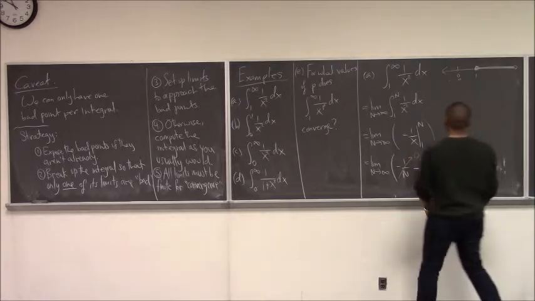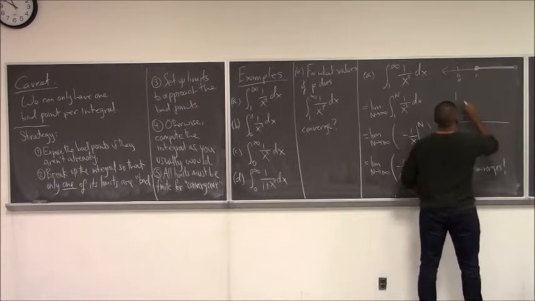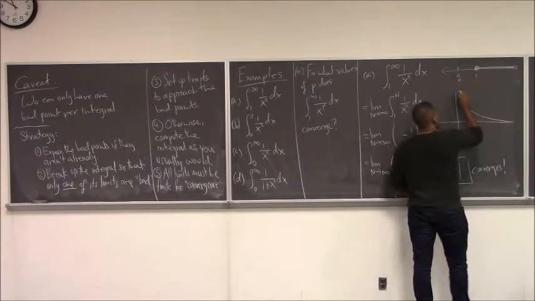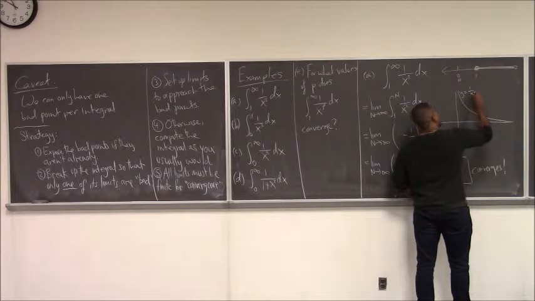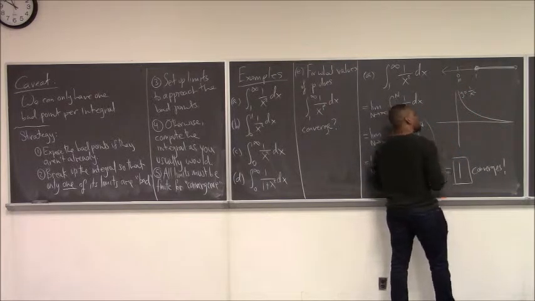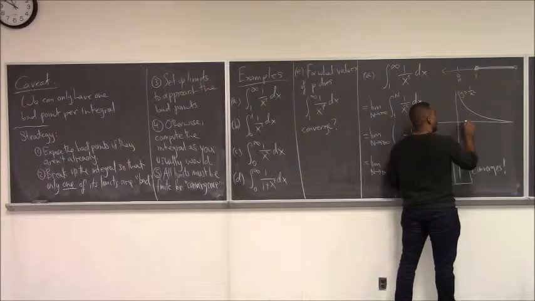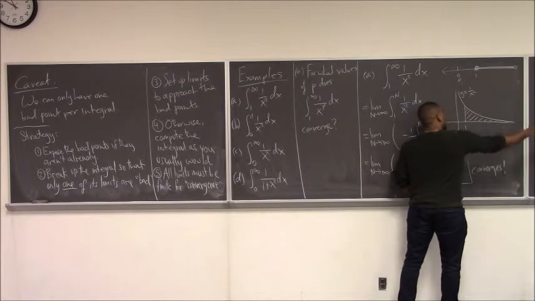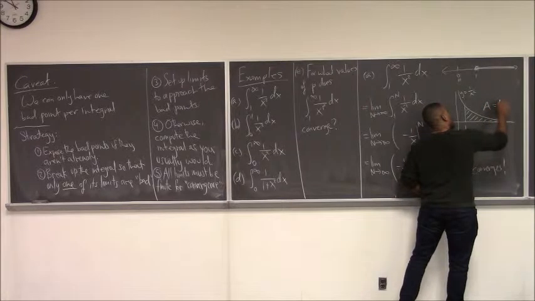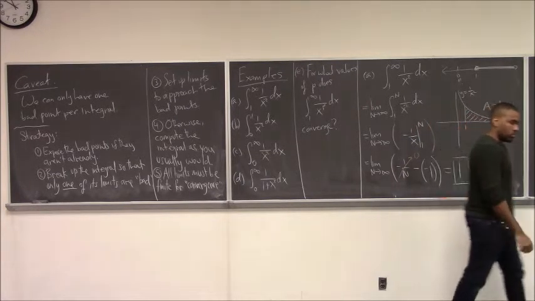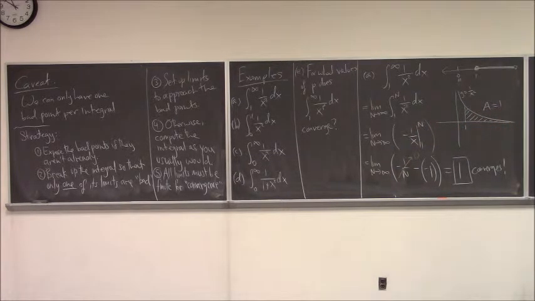In other words, what I'm saying is if you look under the graph y equals 1 over x squared, that's just the right side, there's another side here. And you start at 1, and you measure the area going off to infinity, the area is actually 1. It's a finite number.